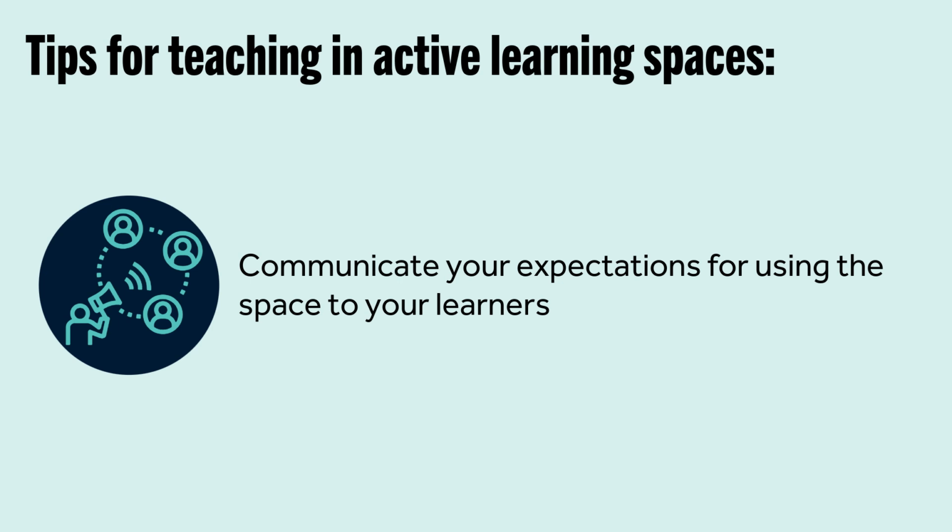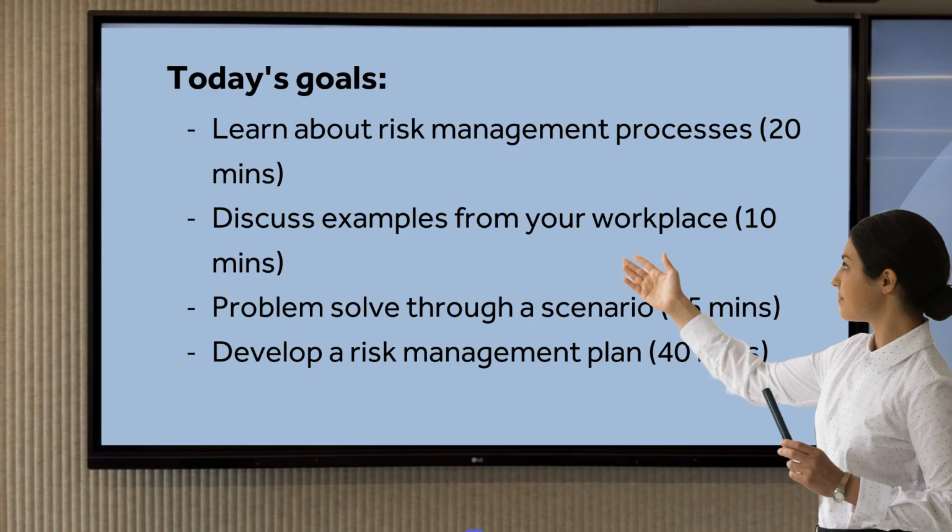The second tip is to communicate your expectations for using the space to your learners, letting them know that they're going to be active participants in the class and they might be doing different things throughout the class, moving around to different areas and interacting with each other. And you can do this by signaling in your intro to the class, using words such as you're going to discuss, you're going to problem solve, collaborate, develop, to indicate all these different types of learning that they'll be involved in throughout the session.